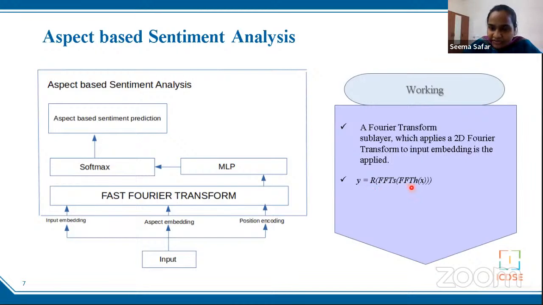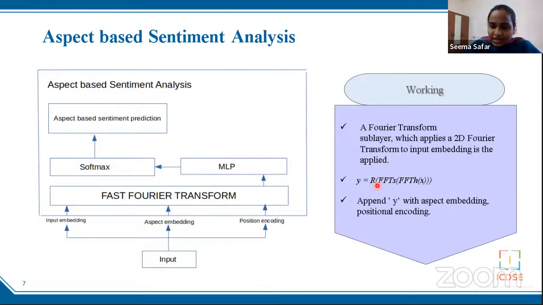This can be depicted by a formula, as you can see here. FFT_S denotes the one-dimensional FFT applied along the sequence dimension, and FFT_H denotes the one-dimensional FFT applied along the hidden dimension. Now, the real part is extracted and we are neglecting the complex part. This is mainly because we don't want the output layers to get modified, so we are considering only the real part.